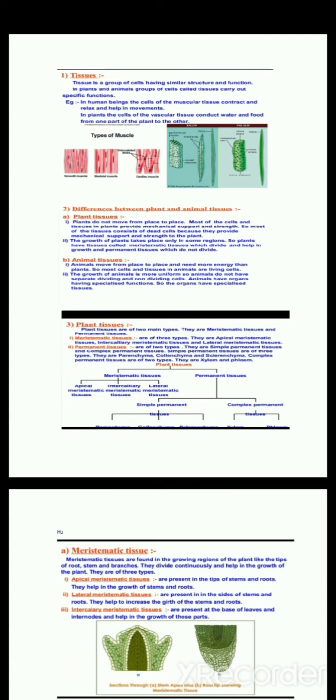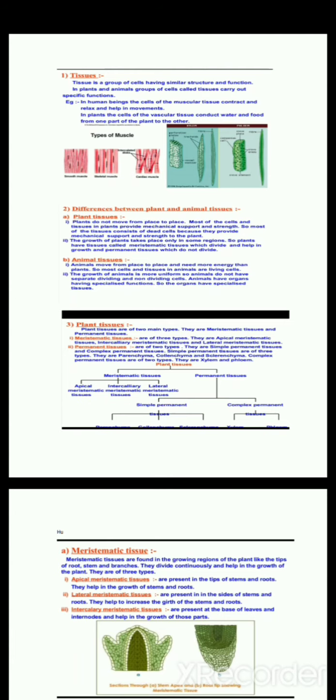See, as I already told you, plant tissues are dead tissues, right, as they provide only strength and mechanical support to them. But animal cells are living tissues. They need energy, and plant tissue doesn't need any kind of energy. Plants do not move from one place to another. That's why they don't need much energy. Most of the cells and tissues in the plant provide mechanical support to them. That's why they are mostly dead, because they are easy to maintain. Right, now the growth of the plant takes place only in some regions, for example in roots or shoots, right?